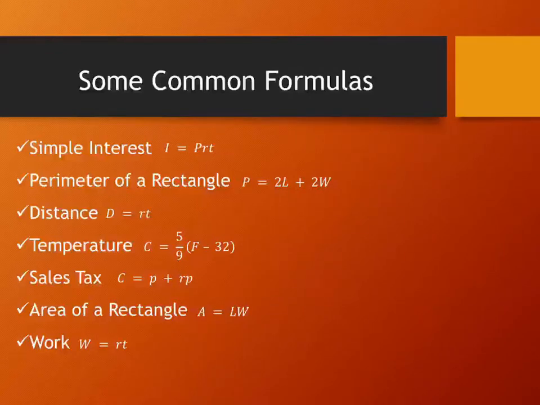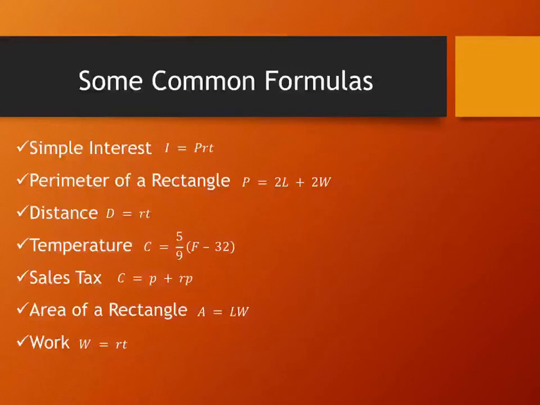Later on, I can't remember in which chapter, we'll see another interest formula, but for now, simple interest is the one we're going to work with. Perimeter. The perimeter of a rectangle specifically, perimeter is the distance around something, if you'll remember. L is for the length and W is for the width. So 2 times the length plus 2 times the width. That one should be very familiar to you. That's like middle school.